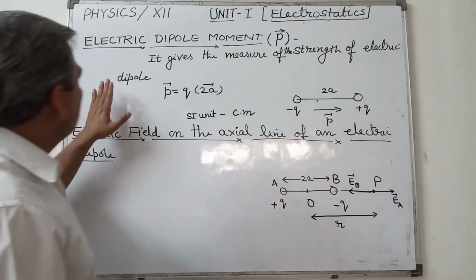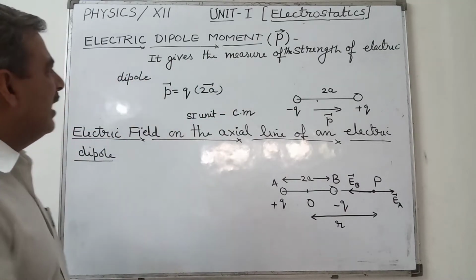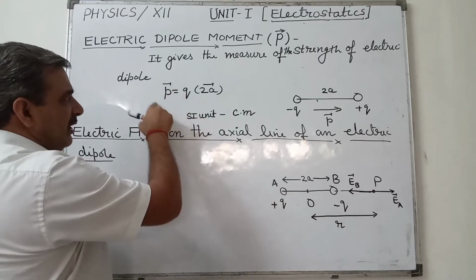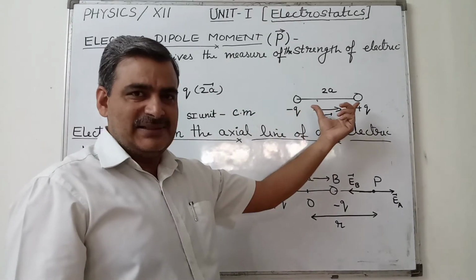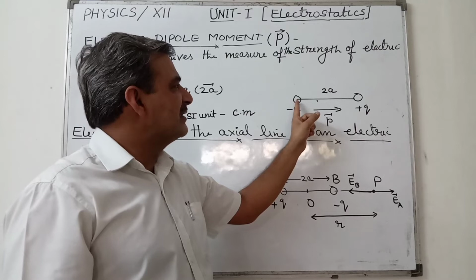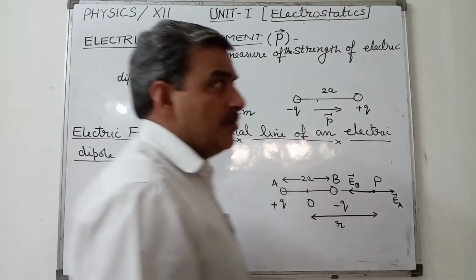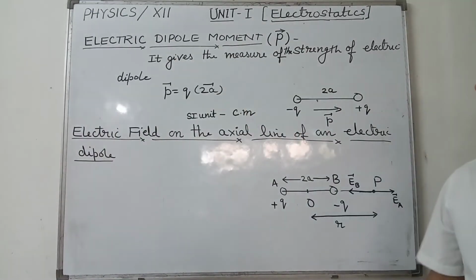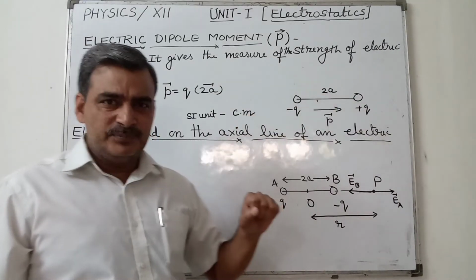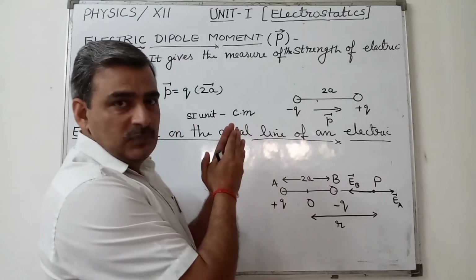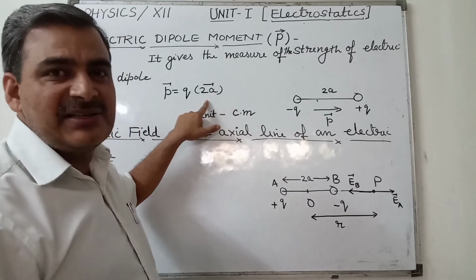So here the electric dipole moment gives the measure of the strength of the electric dipole and is given by the symbol P, which equals Q into 2A. Here 2A is the distance between the two charges, or you may call this the length of the electric dipole. You are placing here a vector sign. It is important to note why we are placing a vector sign here: because electric dipole moment is a vector and 2A is simply the distance. But the dipole is quite small, so this distance is equal to the displacement. That's why we are placing a vector sign here.